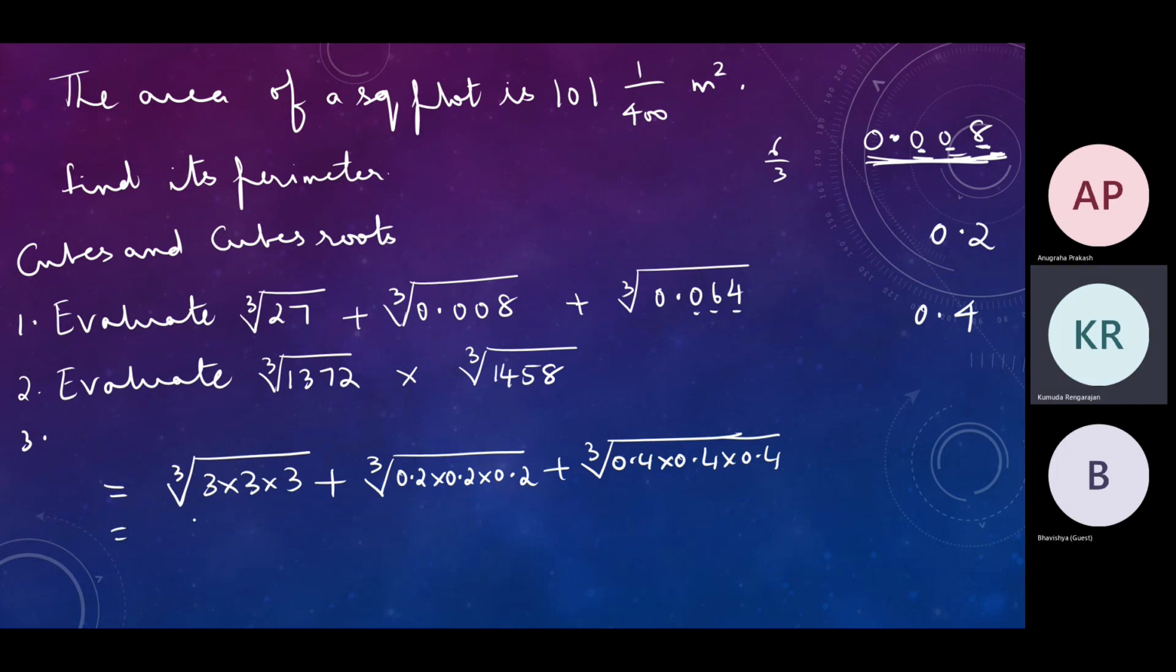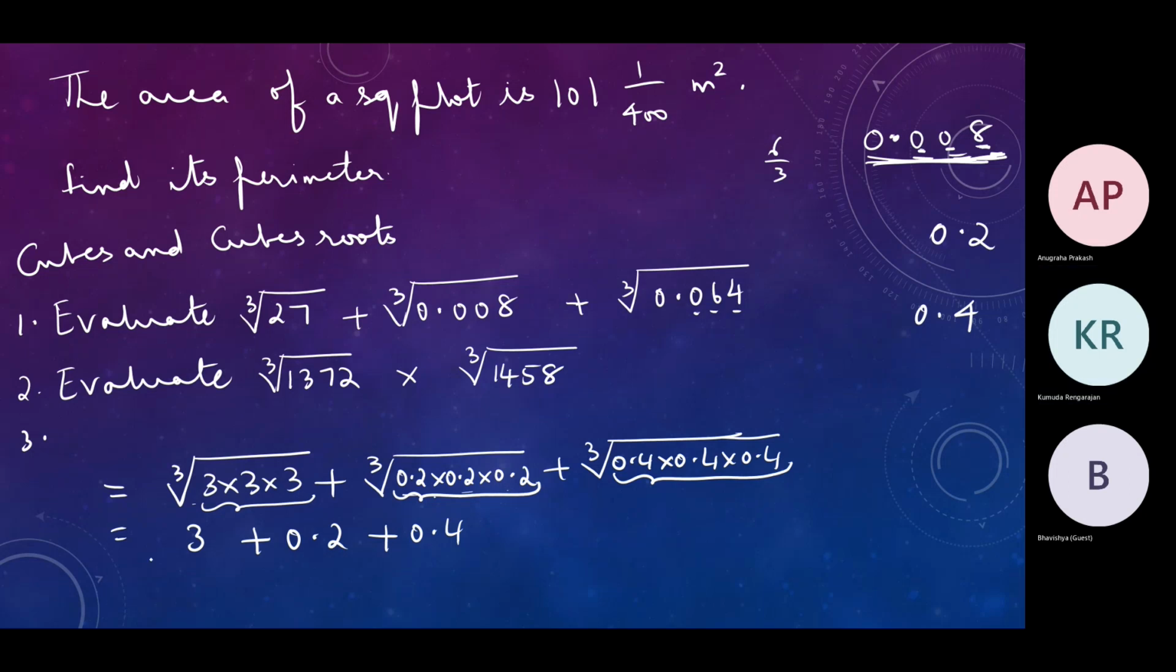So how do we get rid of the cube root symbol? From 3 equal primes, you can bring 1 out. So 3 plus 0.2 plus 0.4. Now here in these two, they're not prime factors, but here these are prime factors. So from 3 equal factors, you can bring 1 out. So the answer is 3.6. That's what you said, right, Bhavishya? Yes, ma'am. Yeah, you're right.